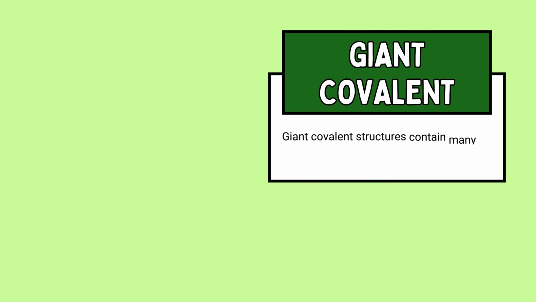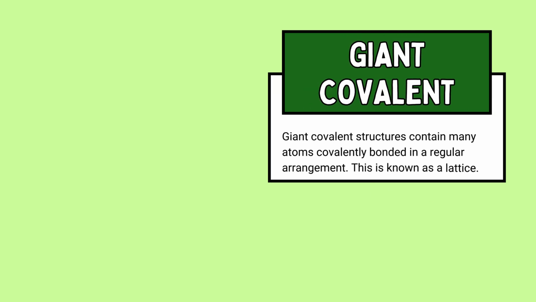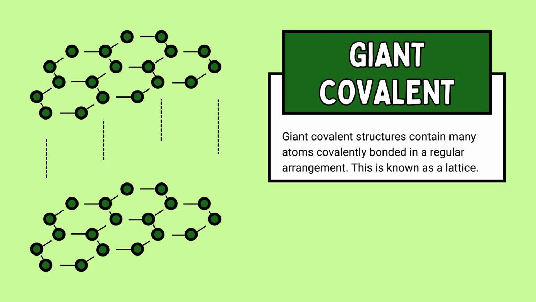Now we will study giant covalent. Giant covalent structures contain many atoms covalently bonded in a regular arrangement. This is known as a lattice. The image shows graphite, which is an allotrope of carbon. Graphite in a pencil is soft because layers of carbon can slide over each other.